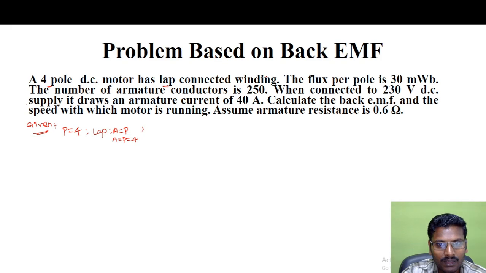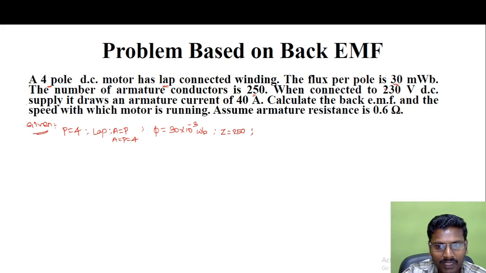Next, the flux per pole is 30 milliweber. So phi is equal to 30 into 10 to the power minus 3 Weber. Next, the number of armature conductors is 250. The armature conductors will be represented by Z. So Z is equal to 250 conductors.